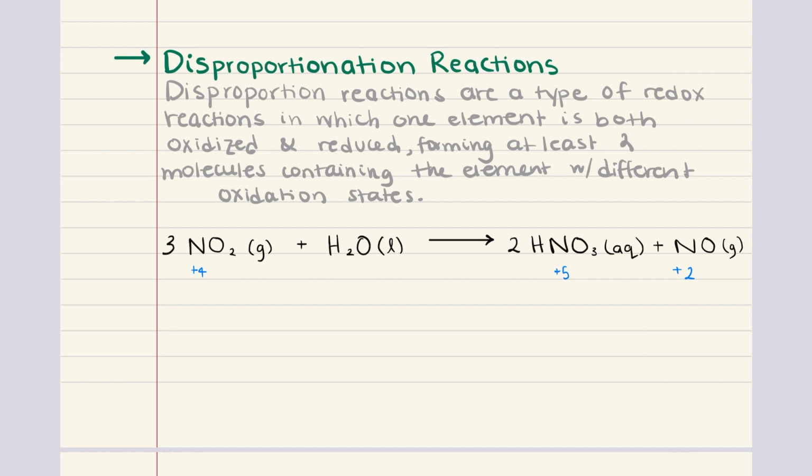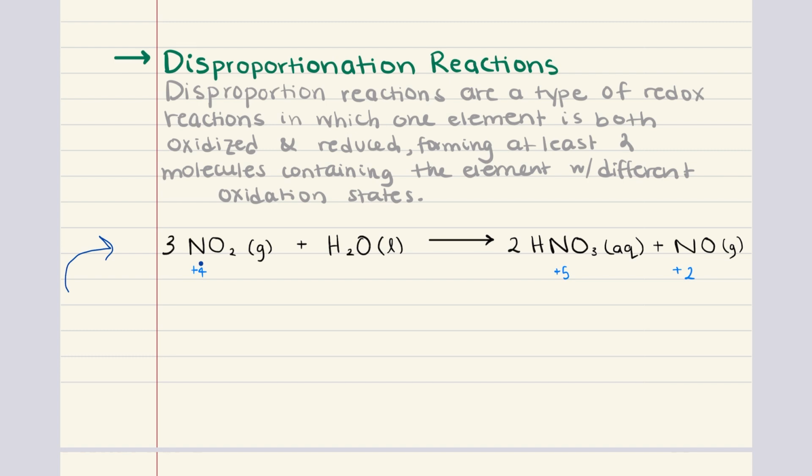These reactions are unique because they combine the principles of electron loss and electron gain into a single process involving the same element. So for example, let's consider the disproportionation reaction of nitrogen dioxide and water. We're going to go ahead and look at every compound and assign oxidation numbers to begin with.